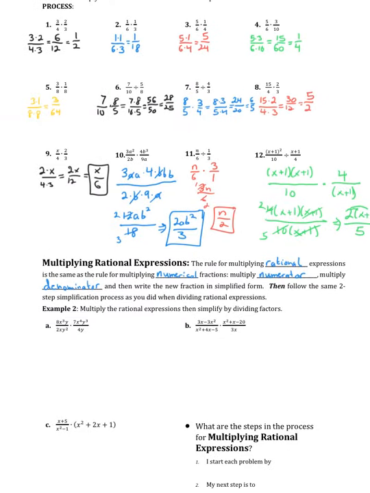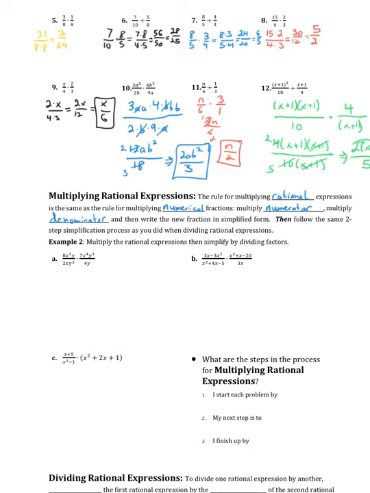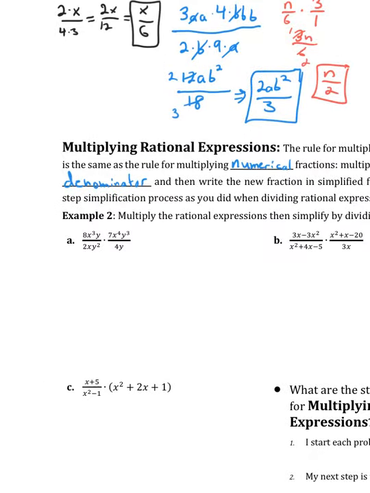We're going to follow the same two-step simplification process as we do when we're dividing rational expressions too. All right, so we'll take a look at that example as well. All right, but first, example 2, multiply the rational expressions and simplify by dividing the factors. So what I would recommend for these types of problems, if you're not sure, like when in doubt, expand it out.